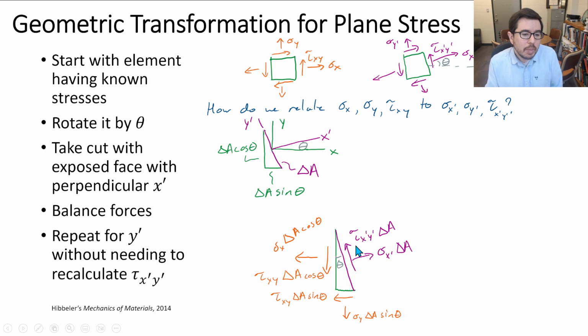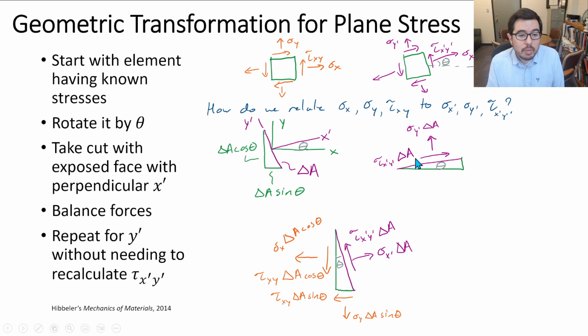Now, another thing you might have noticed is that we have sigma x prime, tau x prime y prime, but there's no sigma y prime. So for sigma y prime, we actually had to take another slice oriented in a different direction. Okay, so you see this face is now parallel to this face right here. And we can have, again, the same angle, all right? And now we can put our sigma y prime delta A coming out of that top face.